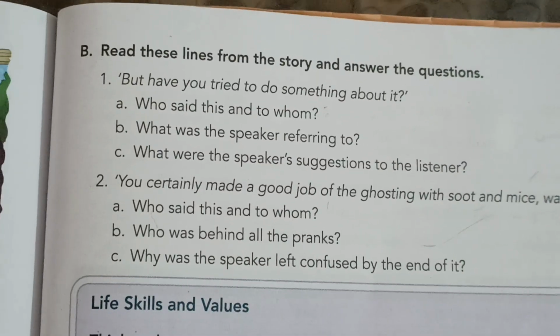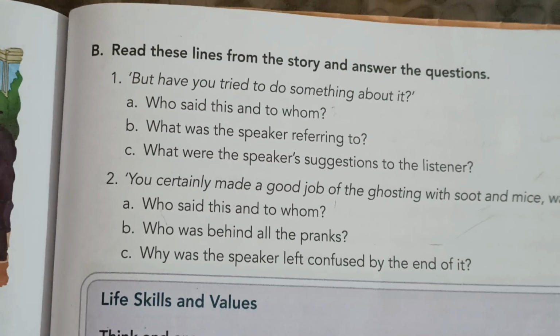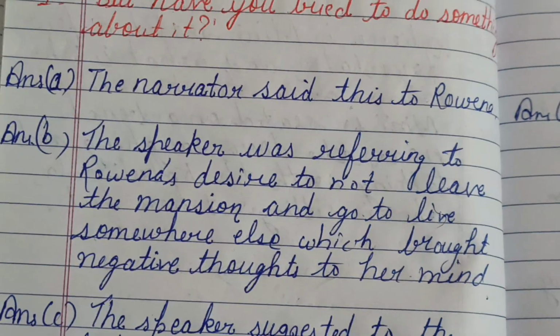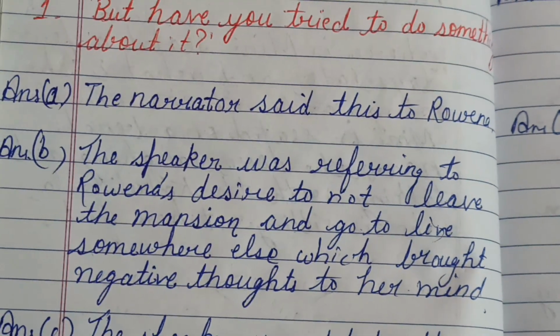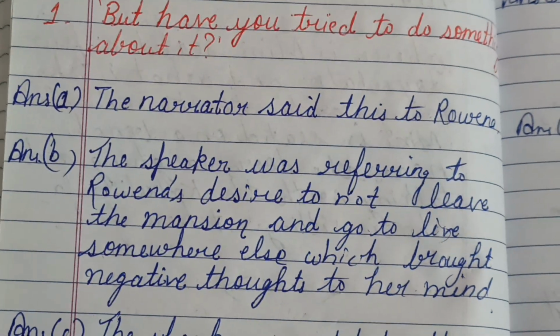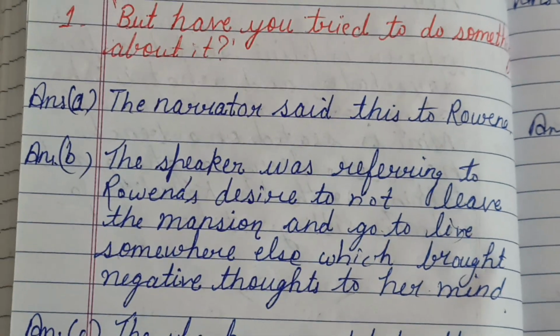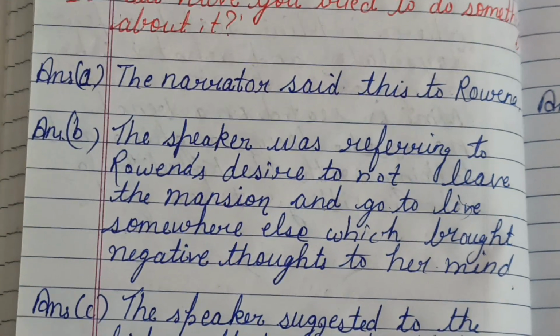B. What was the speaker referring to? Answer. The speaker was referring to Rowena's desire to not leave the mansion and go to live somewhere else, which brought negative thoughts to her mind.